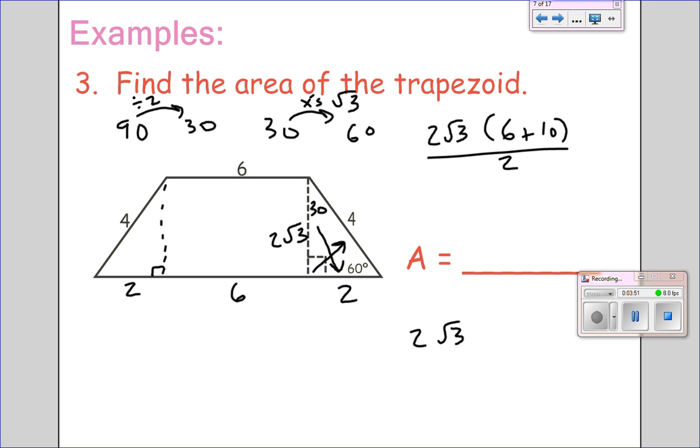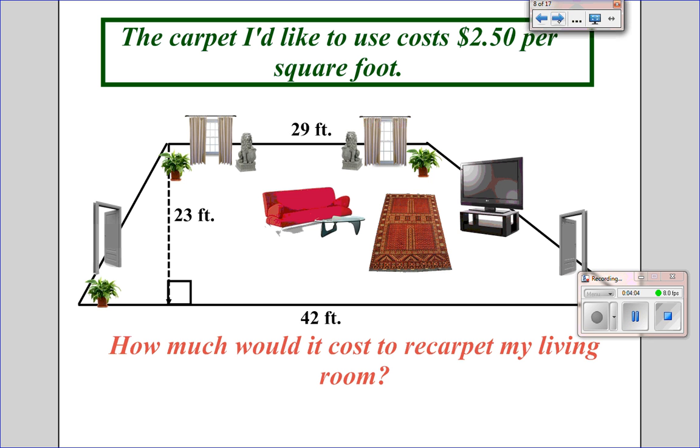So 2 root 3 times 16 divided by 2. 2 times 16 is 32 divided by 2 is 16 root 3 for the area of that trapezoid. So make sure you know your 30, 60, 90, and 45, 45, 90 triangles for this.